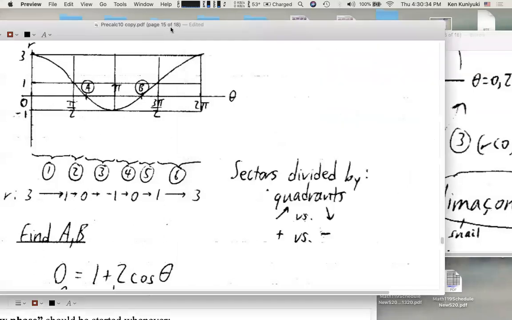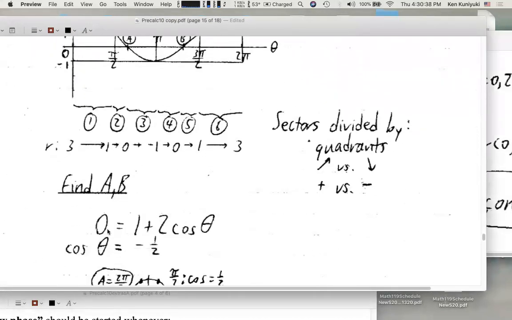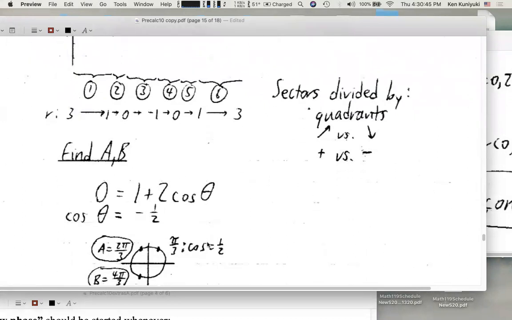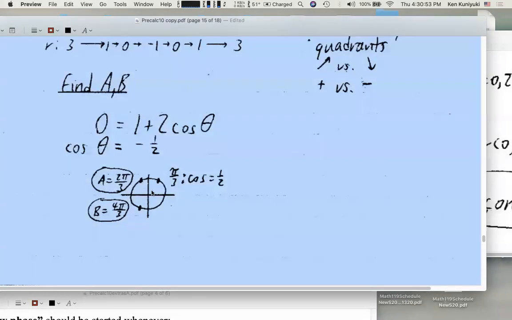Now, how do we find A and B? Well, R equals 1 plus 2 cosine of theta. Set R equal to 0. Solve for cosine of theta. Cosine of theta equals negative 1/2. You're solving a trig equation for values of theta between 0 and 2 pi. Where is cosine of theta equal to negative 1/2? At 2 pi over 3.